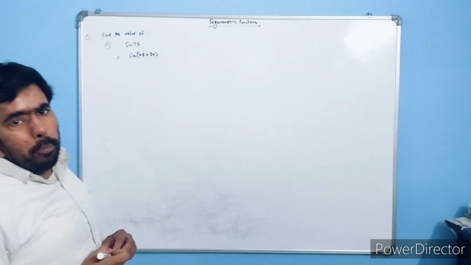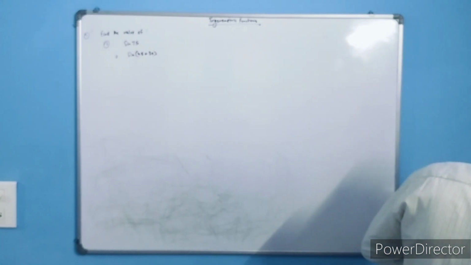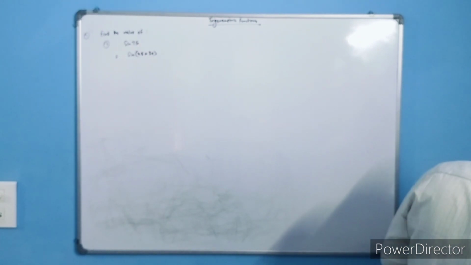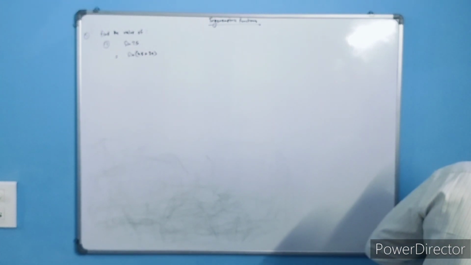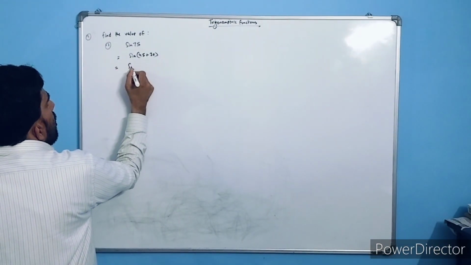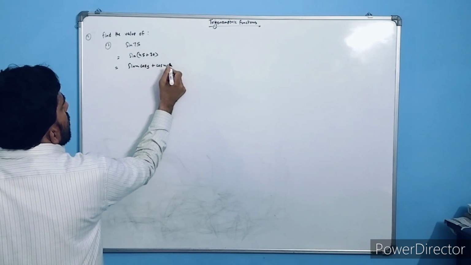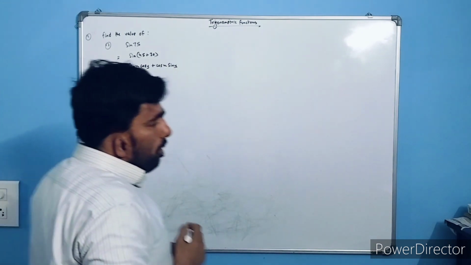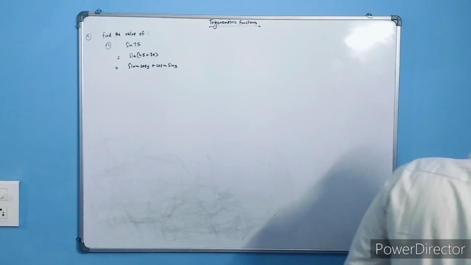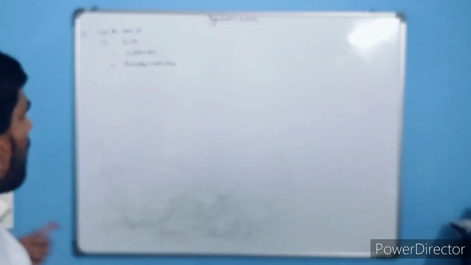So we'll now apply the formula for sine x plus y. What is the formula for it? Sin x plus y is sin x cos y plus cos x sin y. Okay, this is the formula for sin x plus y. Here x is 45 and y is 30.